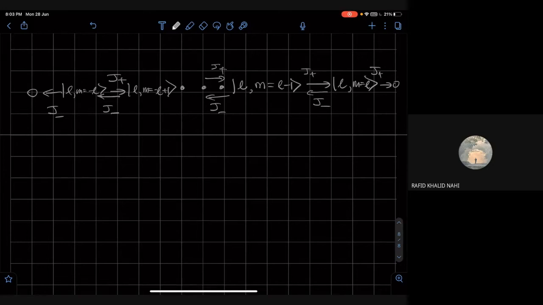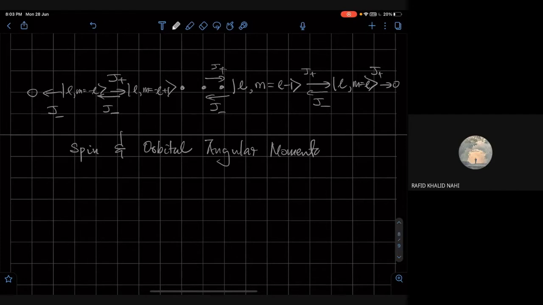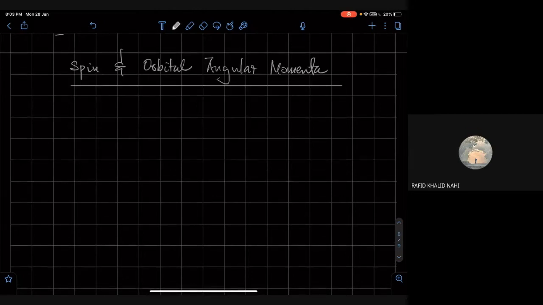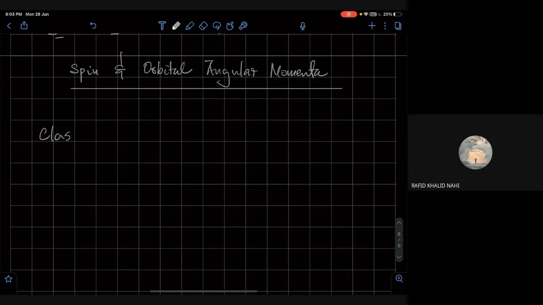Okay, so we are going to switch gears a little bit, and I'm going to give you more of an overview of the difference and the similarities between spin and orbital angular momenta. So let's start with classical examples, because that's where these concepts actually come from.